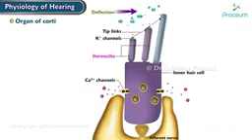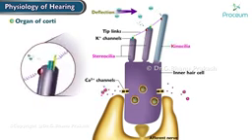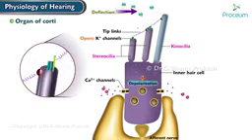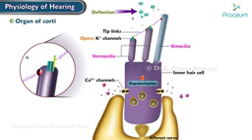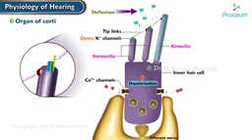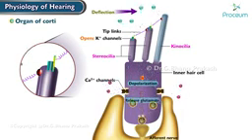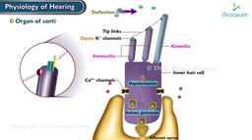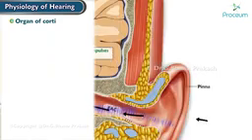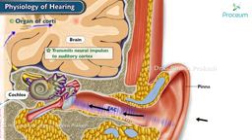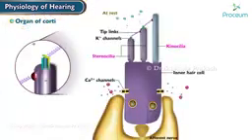Deflection of the stereocilia toward the kinocilium opens the potassium channels, depolarizing the inner hair cell and causing the influx of calcium that stimulates the release of the neurotransmitter glutamate, which then stimulates the afferent neurons to transmit neural impulses to the auditory cortex. At rest, the potassium channels are partially open.